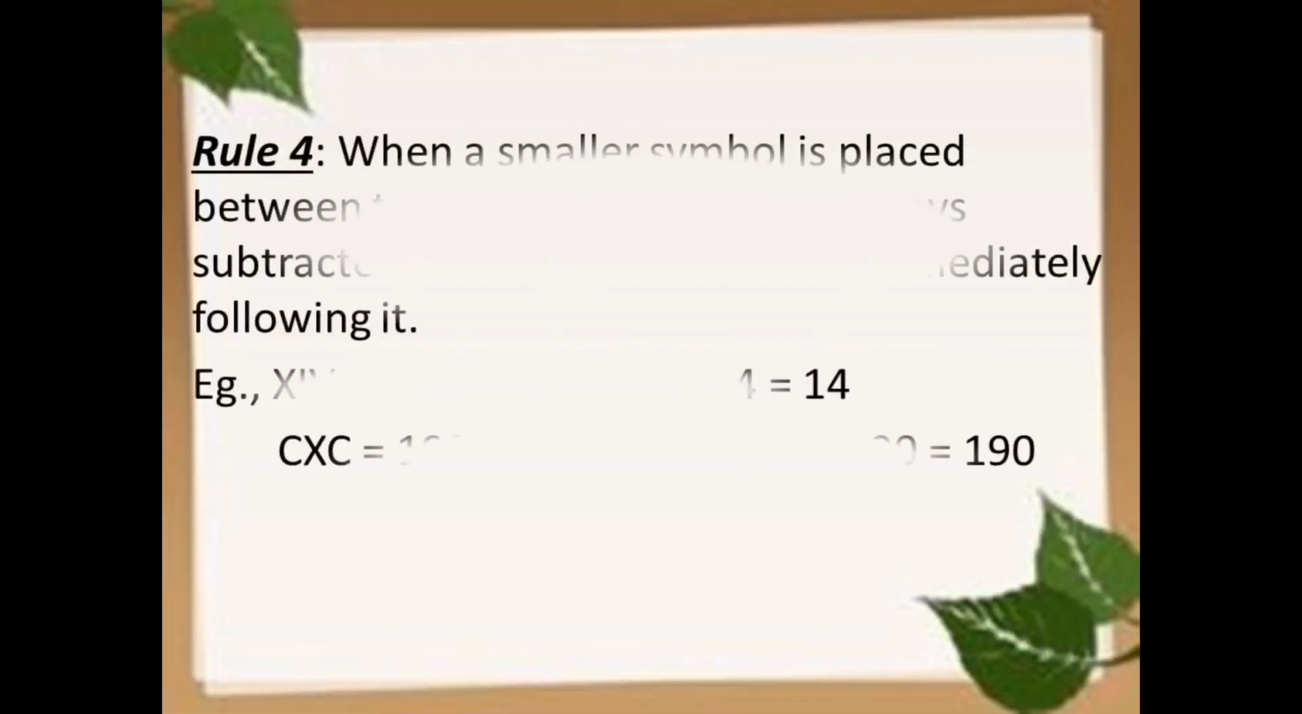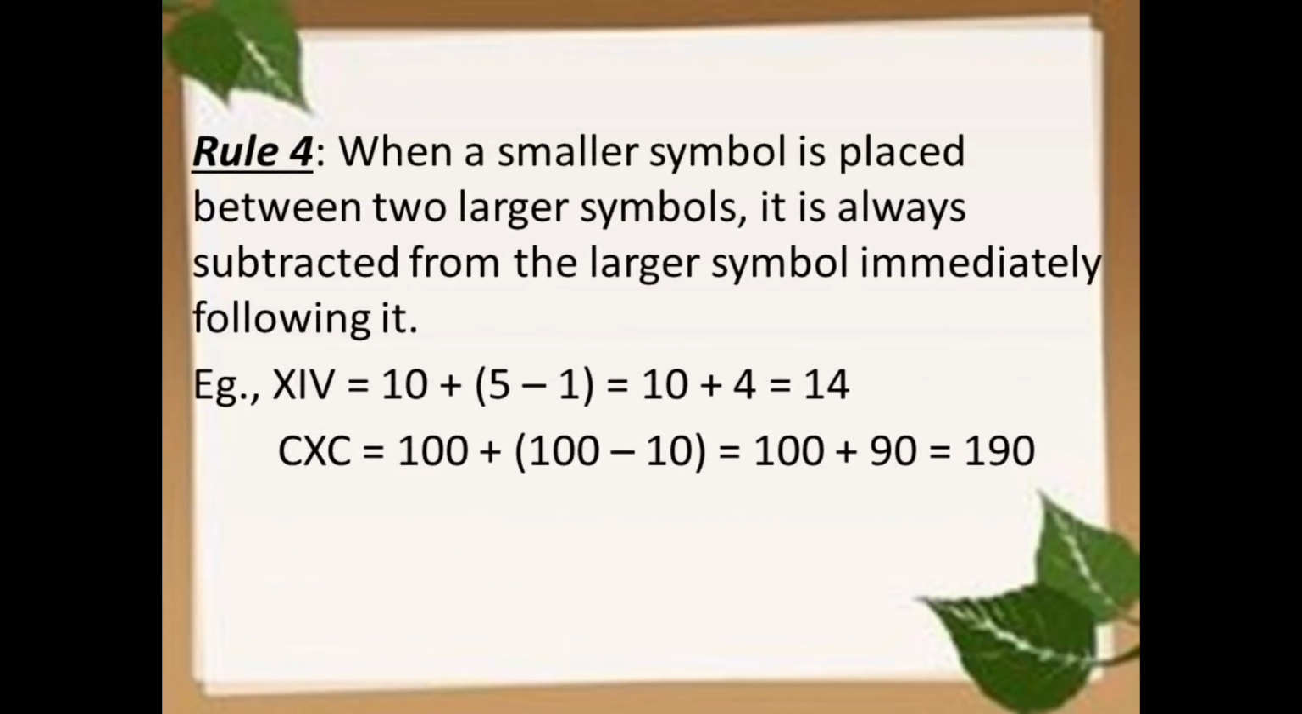Next is rule number 4, and it says that when a smaller symbol is placed between two larger symbols, it is always subtracted from the larger symbol immediately following it. For example, XIV. Now students, here you know that X stands for 10, I stands for 1 and V stands for 5. So here we can write it as 10 plus IV, which can be written as 5 minus 1. So 10 plus, inside the bracket, 5 minus 1, and on solving it we will get 10 plus 4, and 10 plus 4 will give us 14. So XIV is equal to 14.